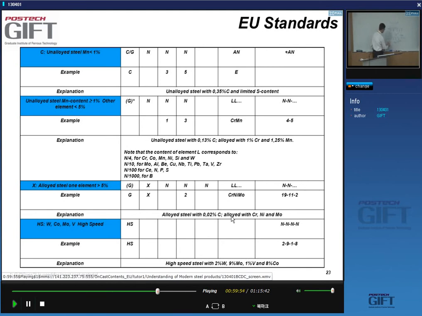And finally, we have the high-speed steels. So they always start with HSS, yes? And they only have numbers. So HSS, for the example here, is 2918. And that refers to the actual content of tungsten, moly, vanadium, and cobalt in that order, yes?